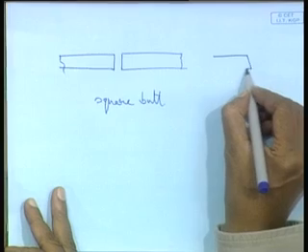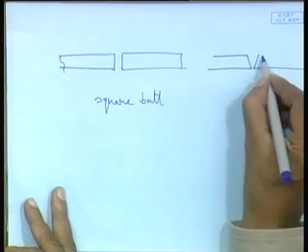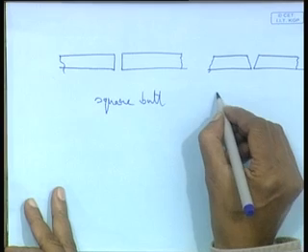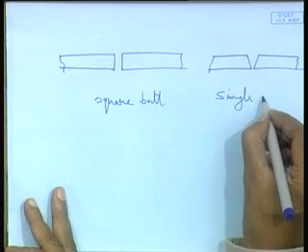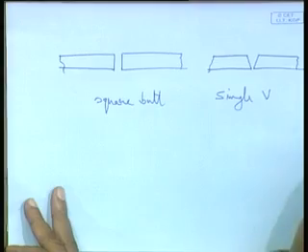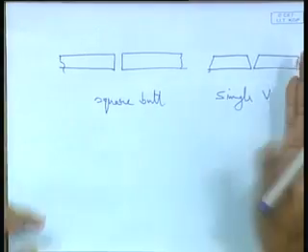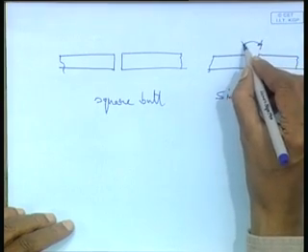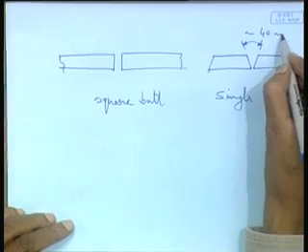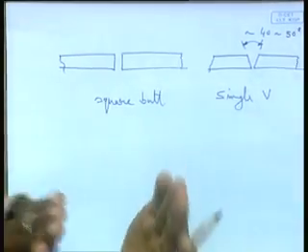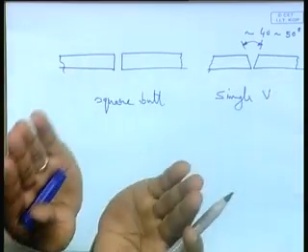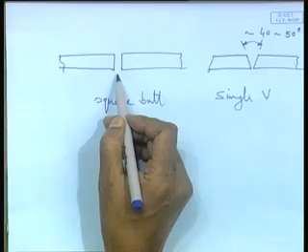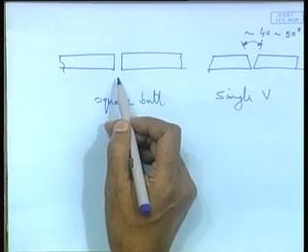whereas this is single V groove, single V edge preparation. It is in the form of V, right? It depends what angle you will give and all that. It is generally, say for steel, 40 to 50 degree angle. It can be much lesser, 20 degree. That is what is called narrow gap welding. We will not go into that, because narrow gap, when I am saying 20 degree narrow gap, means it is coming closer to square butt.